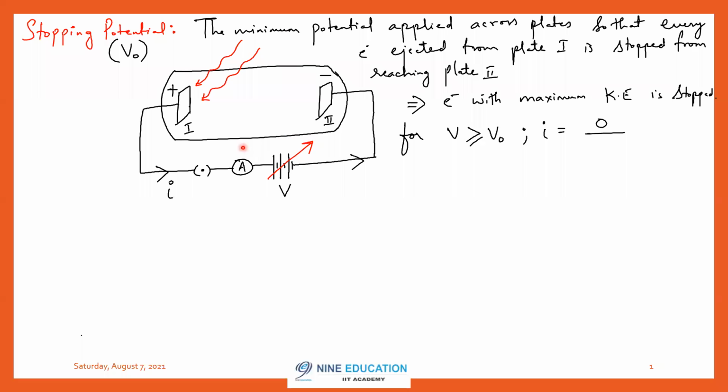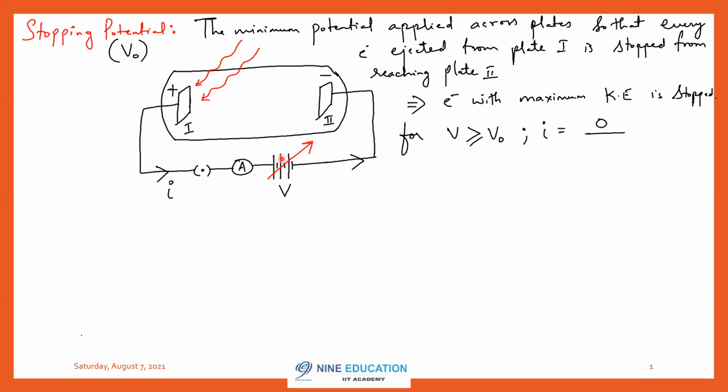Assume that this potential is adjusted so that it is greater than the stopping potential. Then the electrons coming from plate 1 cannot reach plate 2. When electrons cannot reach plate 2, there is no flow of electrons in the circuit. When there is no flow of electrons in the circuit, current is 0. That is the meaning of I equal to 0.